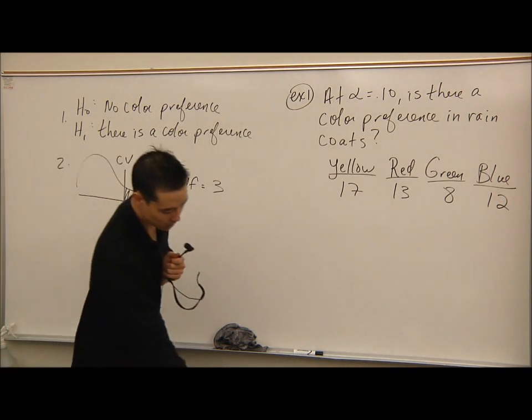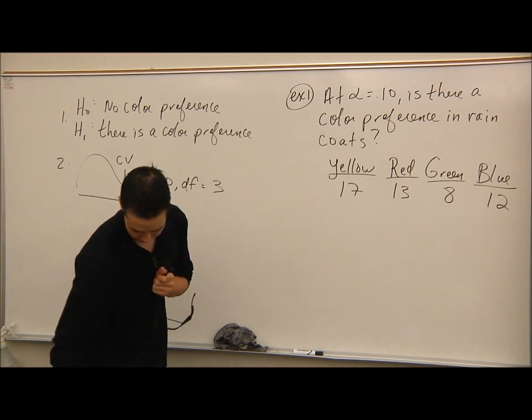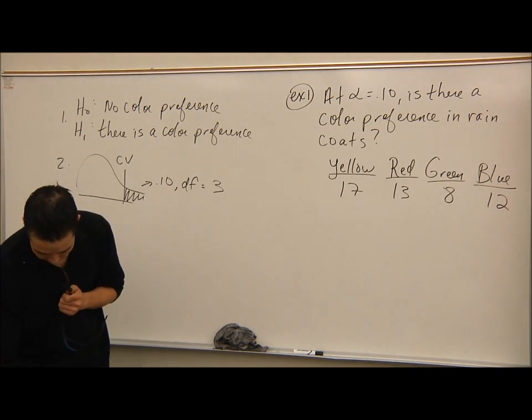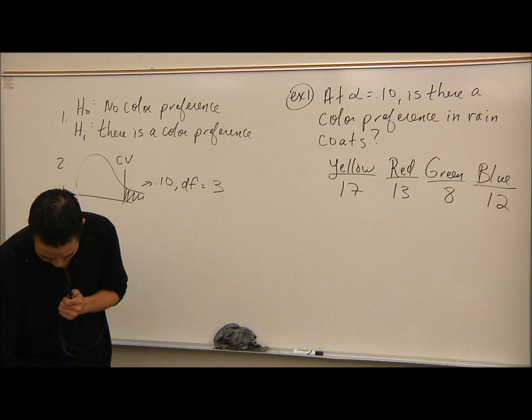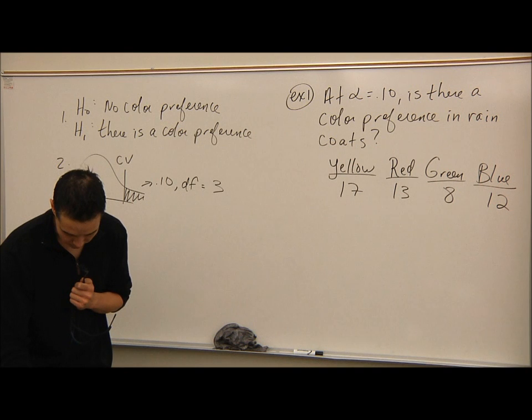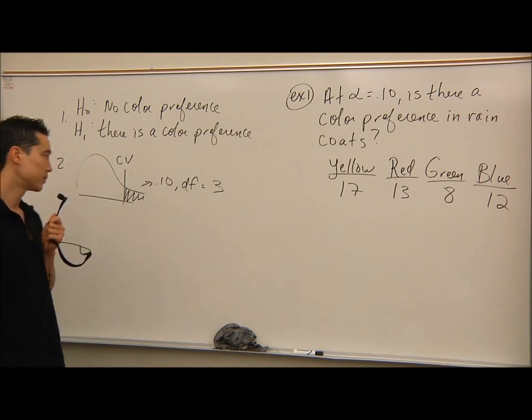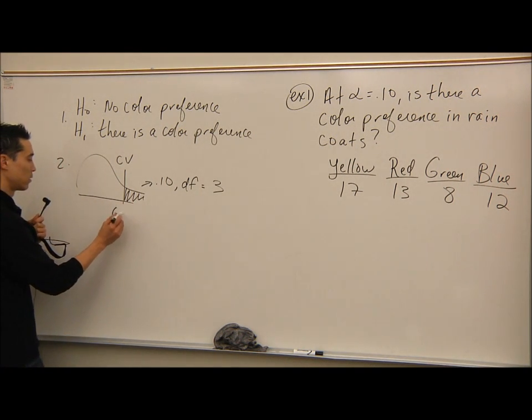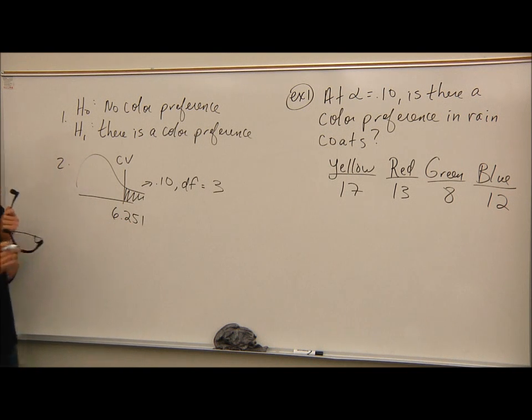All right, so let's look up this value. 3 degrees of freedom, 0.10 in the right tail. And remember, our alpha is in the right tail, so this is really set up perfectly. Just look at 0.10, and you should get 6.251. Great, and that brings us to step 3. Okay?